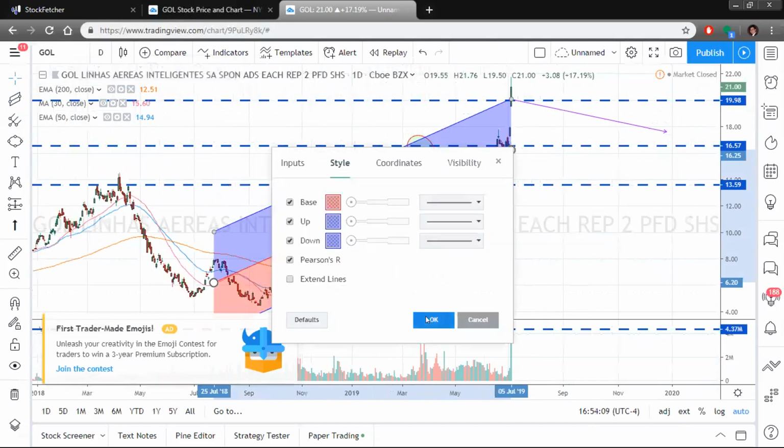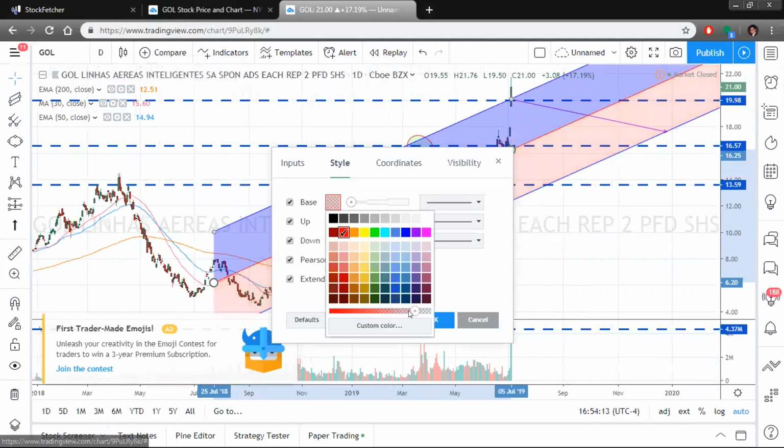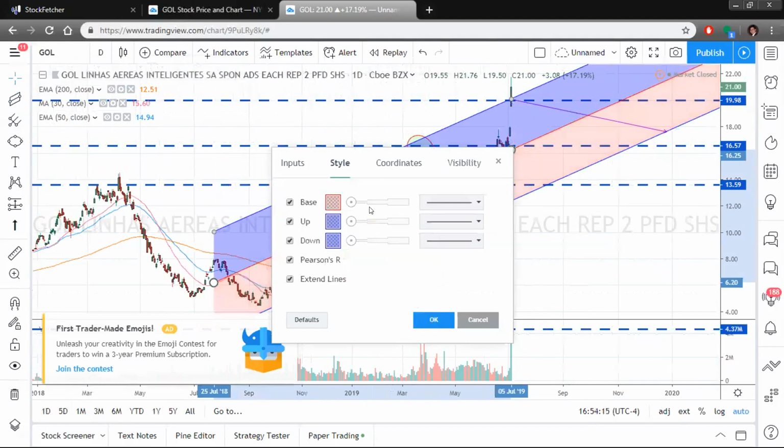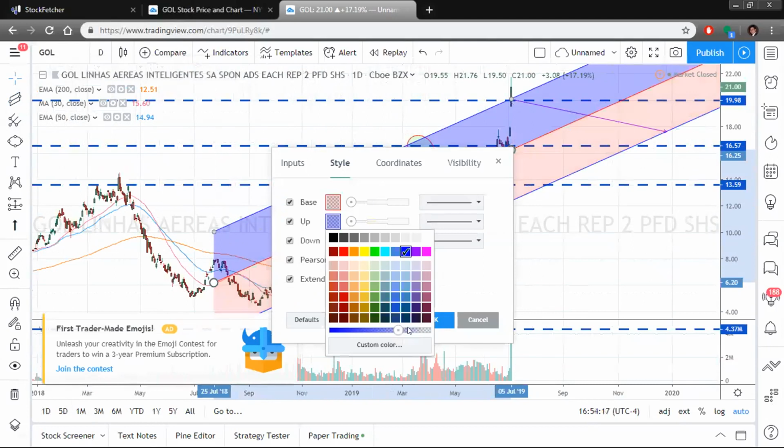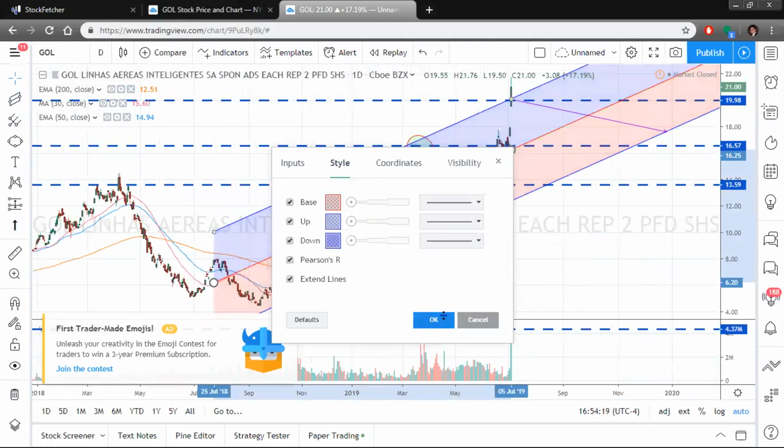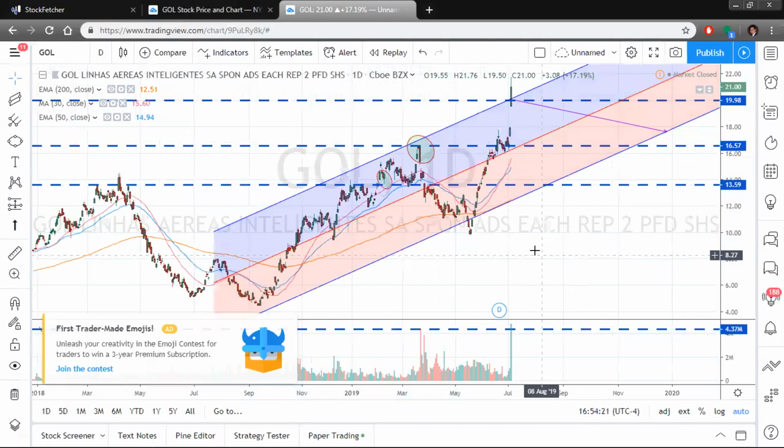Double click on this, extend the line. Usually it's too dark for me, so I'll try to lighten that one up. Yeah, this is what I was trying to do today in the morning. I think I gave you something with an EMA like this, right? Yes, correct. So that one is the regression channel.